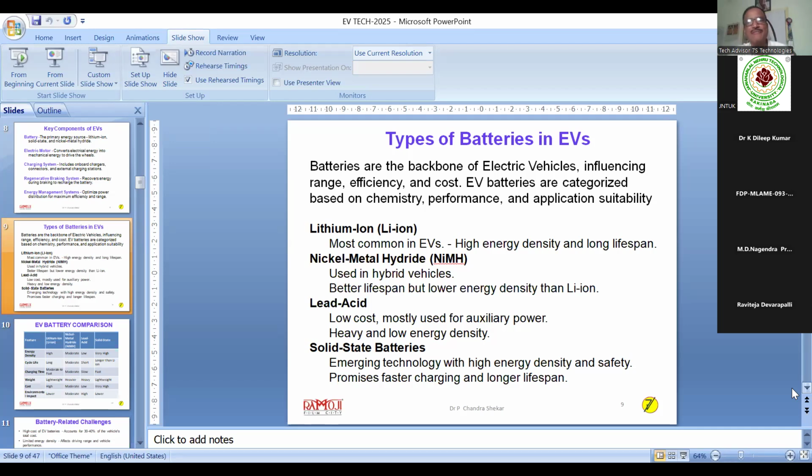Batteries are the backbone of electrical vehicles, influencing the range, efficiency, and cost. EV batteries are categorized based on the chemistry, performance, and application suitability. When we were working on the initial first-stage electrical vehicles, the easiest way was to lay the back seat totally with the batteries, right? Then in case of any accident or fire, about 30% of the vehicle got burnt out because of the batteries.